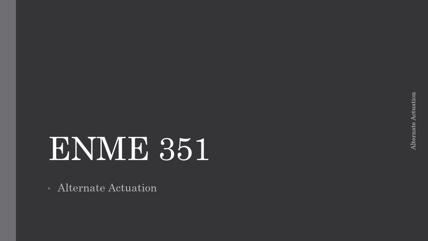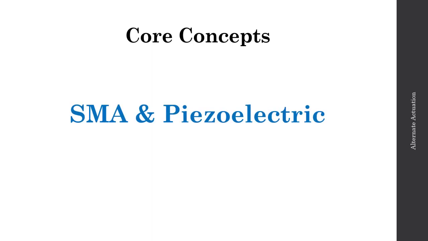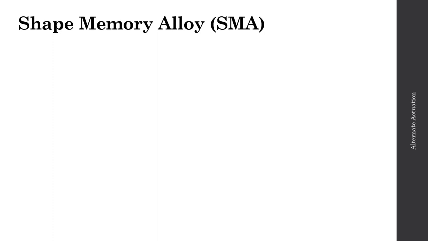Welcome to the second of our two-part lecture on alternate actuation. This lesson focuses on shape memory alloy and piezoelectric actuators. Along with electromagnetics, such as the different types of motors we've discussed, there are other transducers available for interaction between our mechatronic systems and the environment in which these systems are operating.